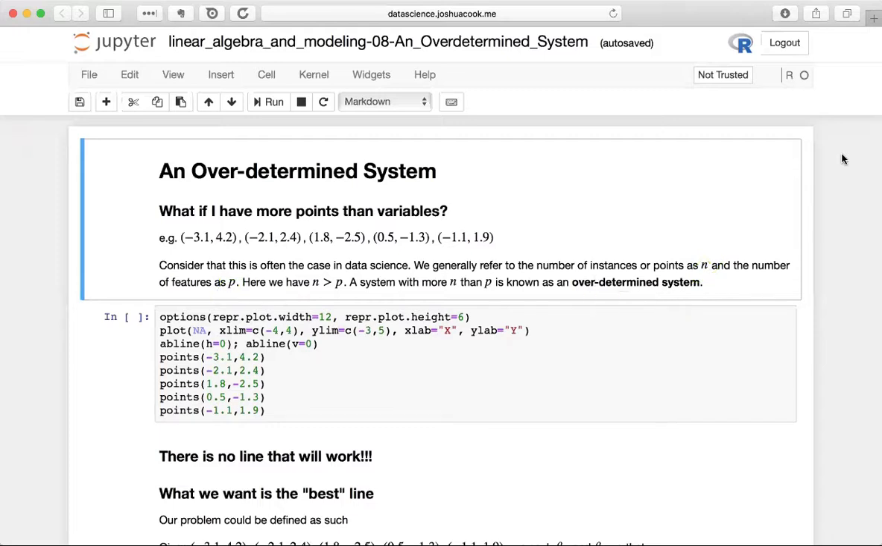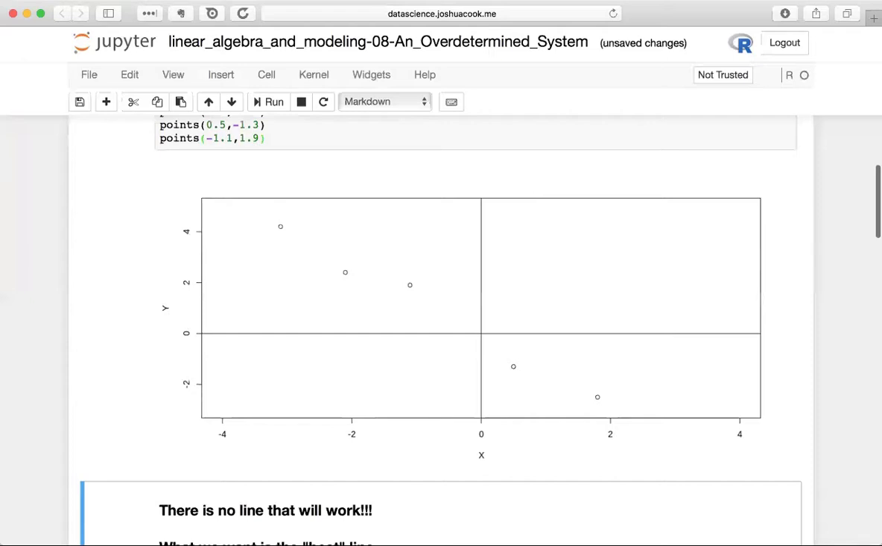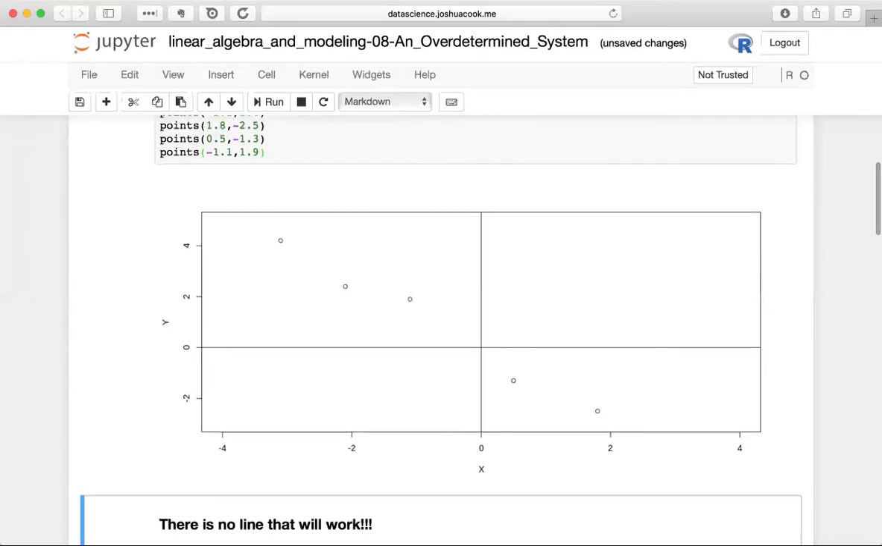So we've got these 5 points here. Let's go ahead and plot them. And here they are, and you can see a linear pattern there, and maybe you could eyeball it and draw some line like that. There's no perfect line for these 5 points, but what we want is what we'll call the best line. We want the best line that's going to go with those 5 points.